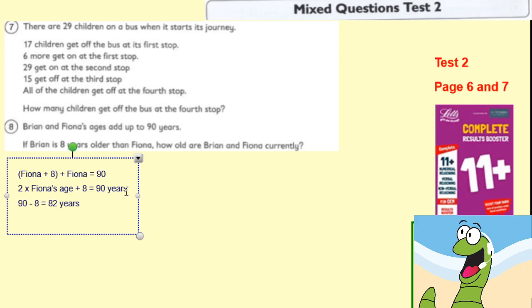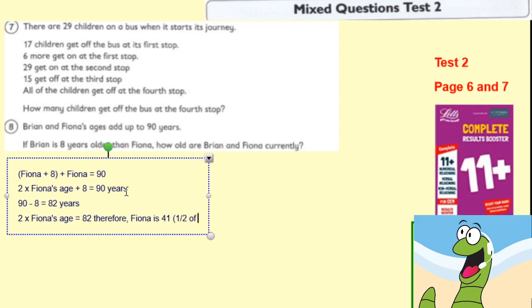We now need to work out Fiona, what her age is going to be. So that means 2 times Fiona's age equals 82. Half of that, so therefore Fiona is 41. That is because we need to find out which is half of 82.